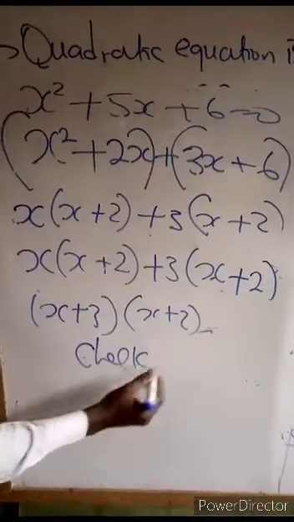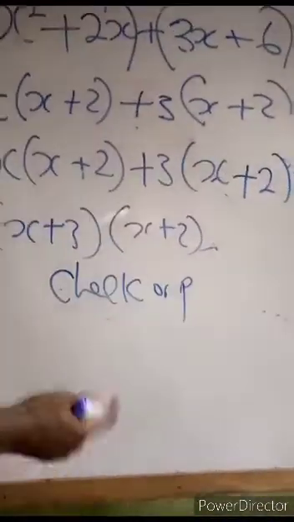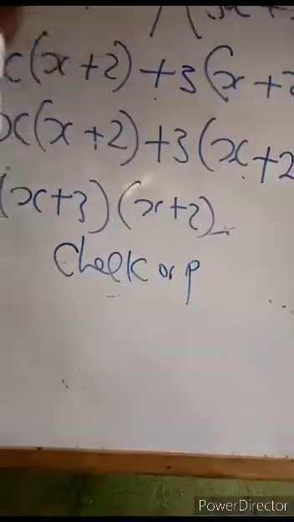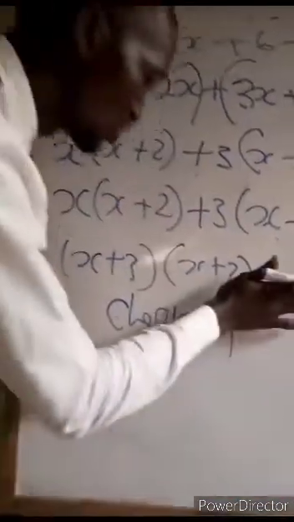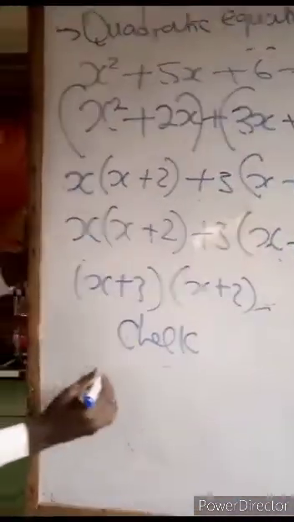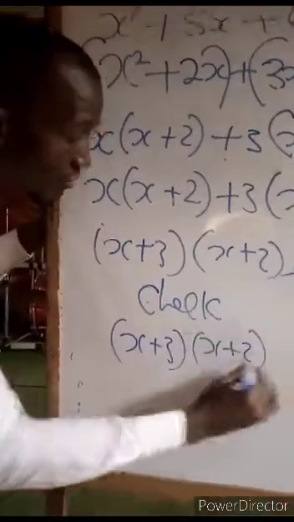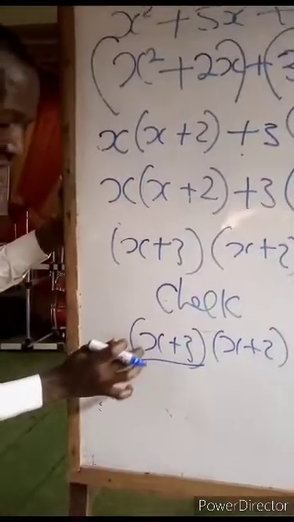Let's check. Check or proof attracts marks. Yes, whenever you are doing anything, common entrance, junior WAEC, Cambridge, IGCSE, it attracts marks. We can write the word proof or check. Let's use the word check. Here we have x plus 3, two brackets. Let's see if our solving is accurate. Now we use this. We don't touch this.